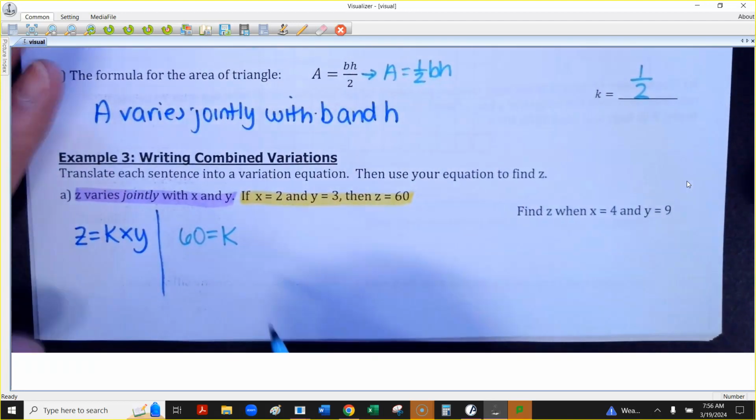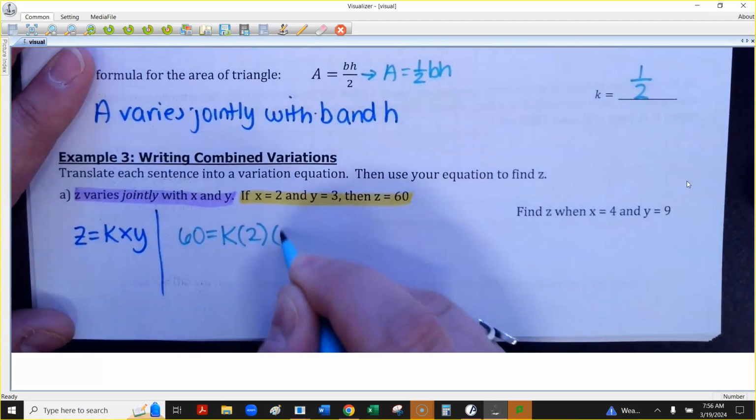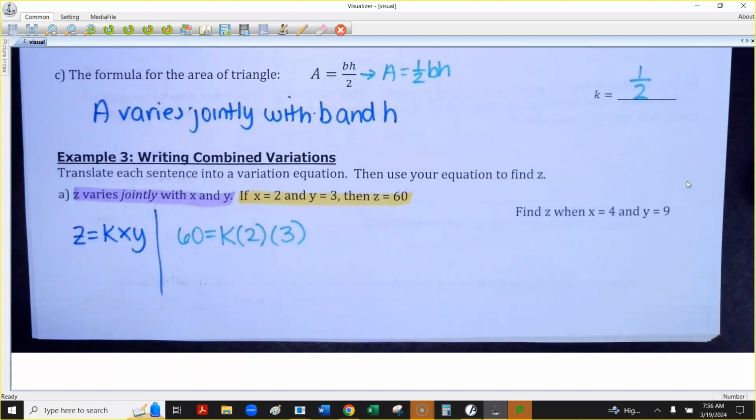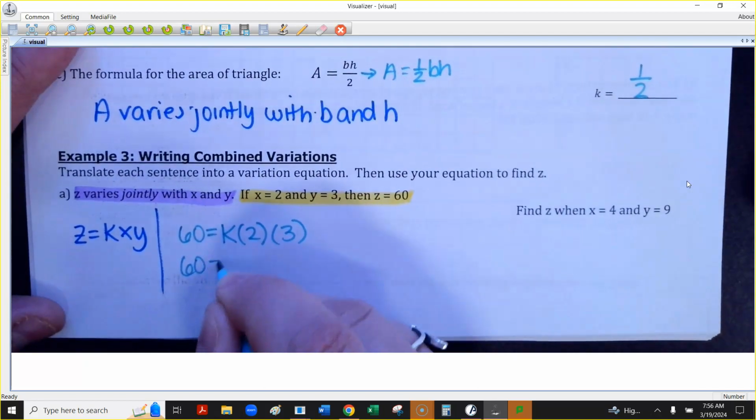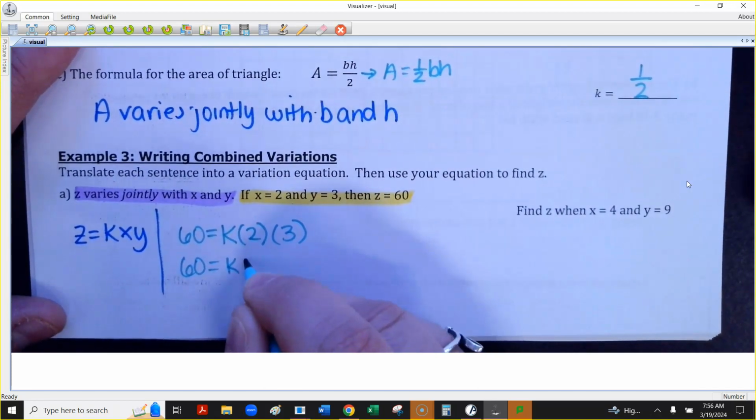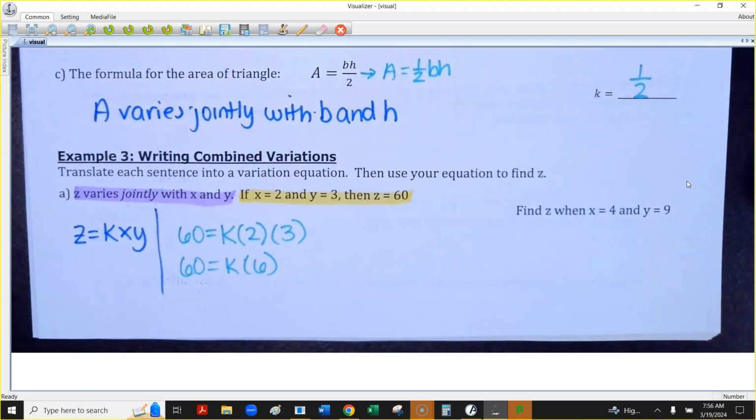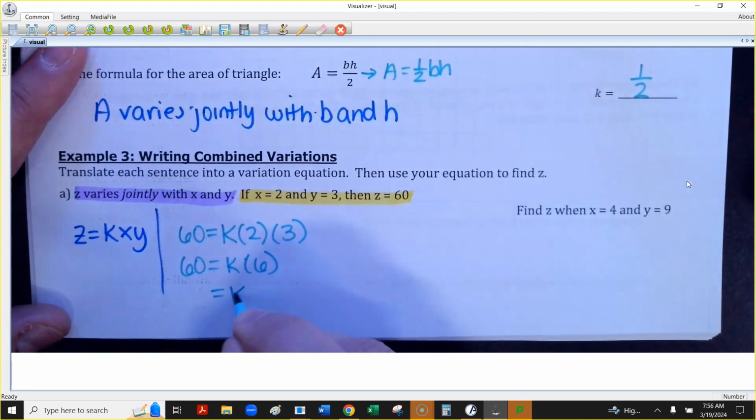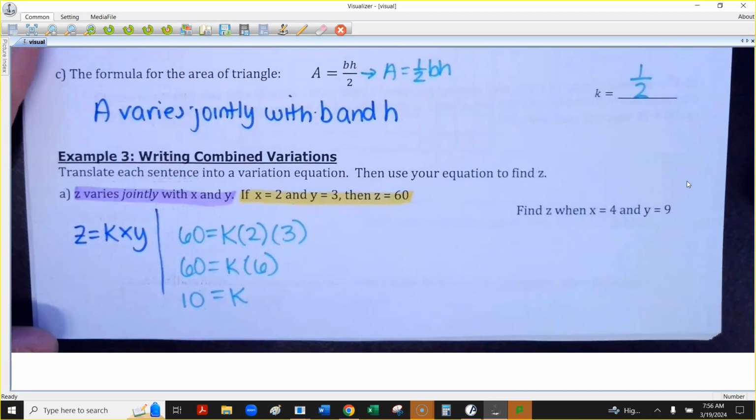X, we're going to just plug in 2. Y, we're going to plug in 3. Sometimes it might be a nice number. Sometimes it might be a fraction. It's just going to depend on the question. So this is 60 equals k times 6, right? So I would just divide by 6. That means k is going to be 10.